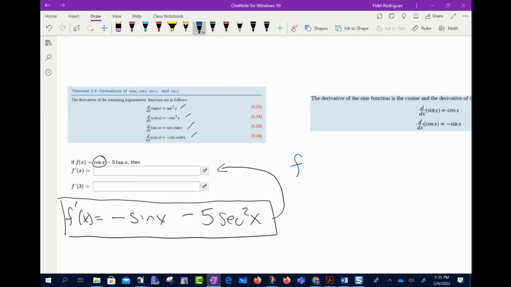No, not doing anything right now. Just take the derivative, plug it in. Okay, now I want you to look at the next part. It's asking us to find f prime at 3. What does that mean I'm going to do? Just plug in a 3 for x, right? Okay, so negative sine of 3 minus 5 times secant squared at 3.